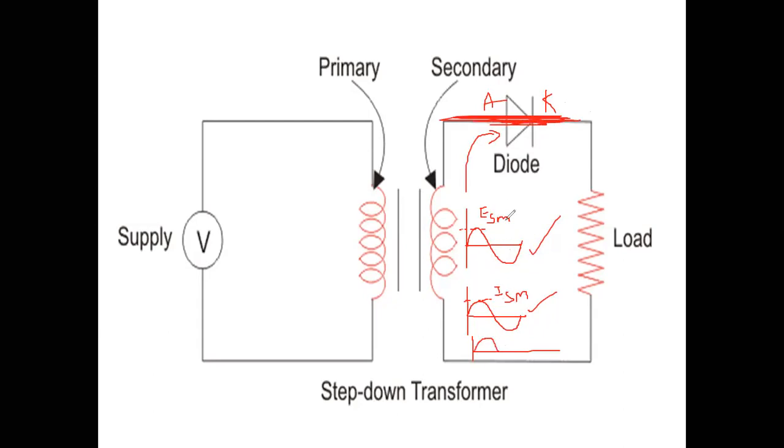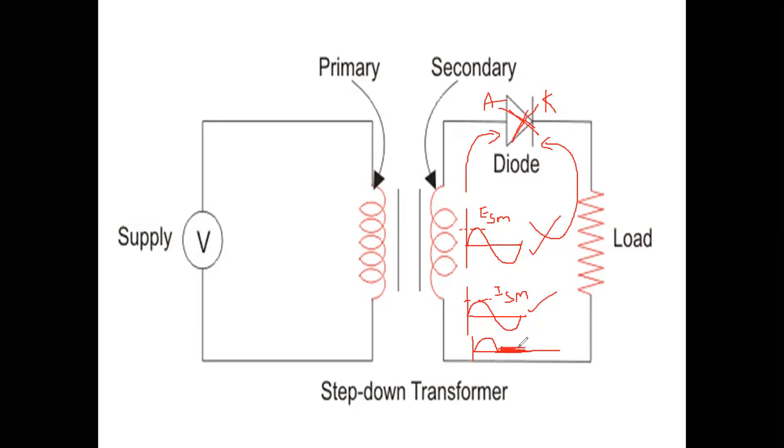During the negative half cycle, what is happening? Current flows in the anti-clockwise direction through the diode. Current is entering from the cathode and leaving from the anode. Therefore, I can assume the diode as an open circuit. The circuit is open, therefore current is zero. Current becomes zero in the negative half cycle.